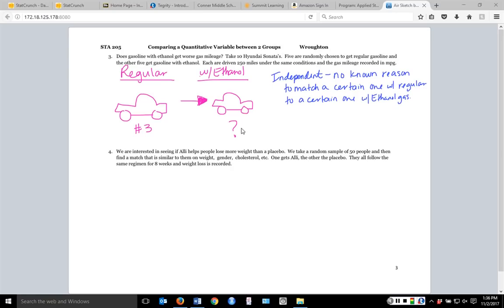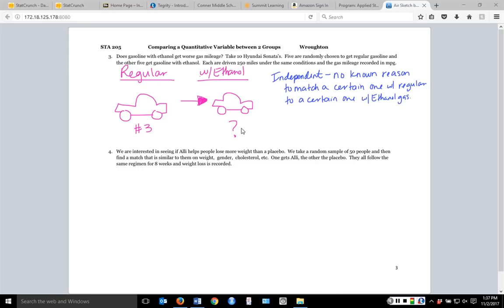Now this is one that sometimes we think is paired. I'm going to explain the most common reasons people think it's paired and explain why that actually is not making it paired. So here's one of the reasons people think it's paired. I have 5 that get regular gas, so the other 5 get the ethanol. So once I have those 5 chosen, the other 5 have to get the other. And this is where it's important to understand picking them one at a time.